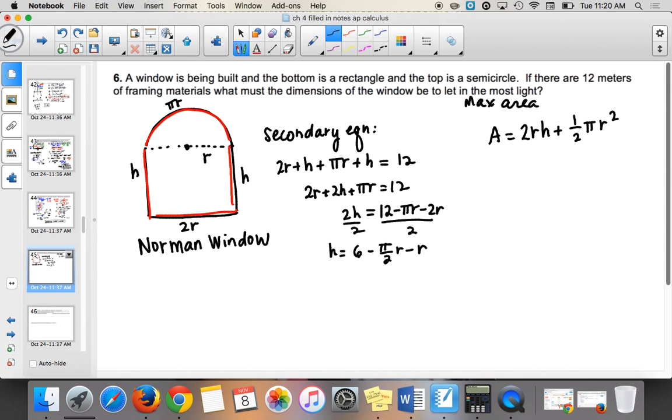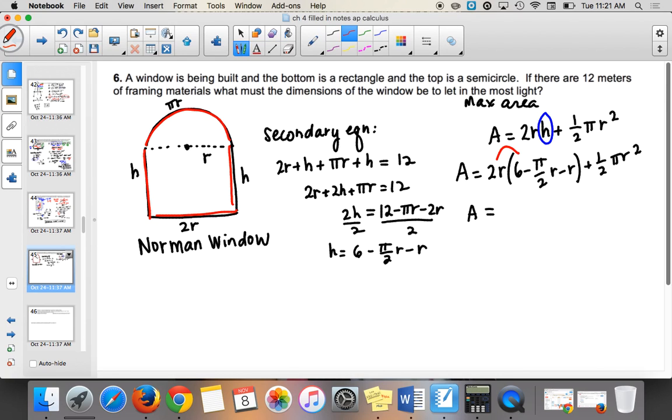All right, so here we go. So I have a equals, I'm going to replace the h. So I have 2r, and then h is 6 minus pi over 2 r minus r. There's a lot going on there, plus 1/2 pi r squared. So we're eventually going to take the derivative of this, but we want to clean it up as much as possible before we take the derivative, right?